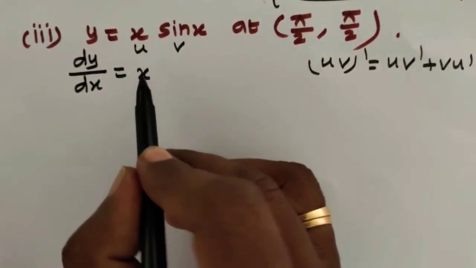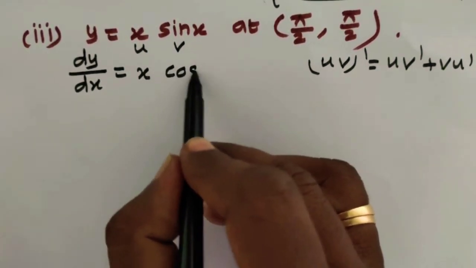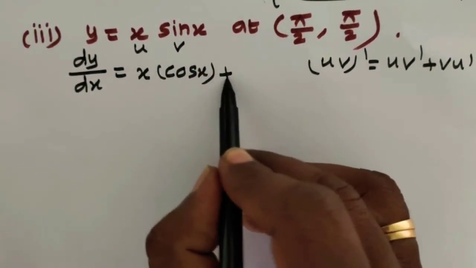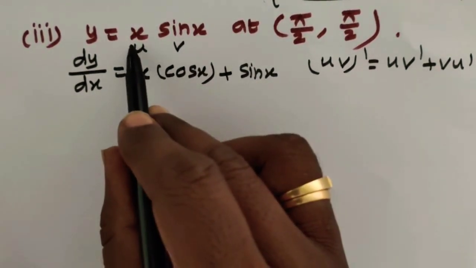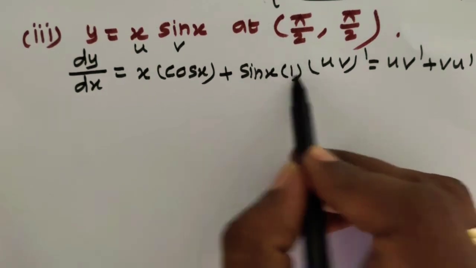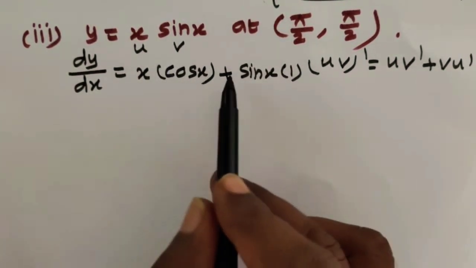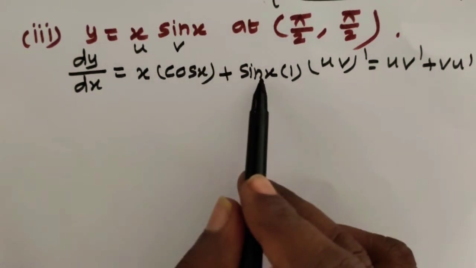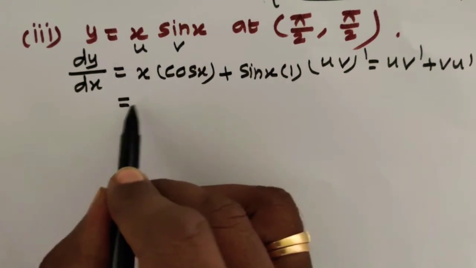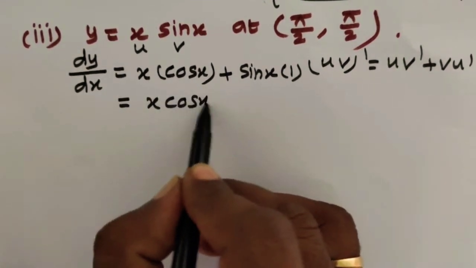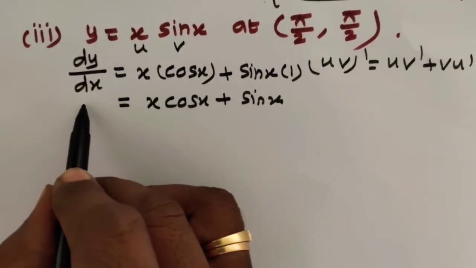So keep u as x, and differentiation of sin x is cos x. Plus v, which means keep sin x, and differentiation of u, which is differentiation of x, is 1. So keep x and differentiate sin x to get cos x, plus keep sin x and differentiation of x is 1. So the final answer is x into cos x plus sin x. This is the slope of the tangent.